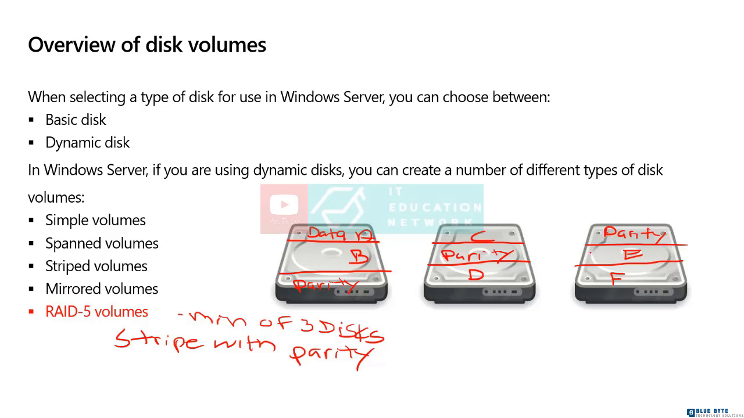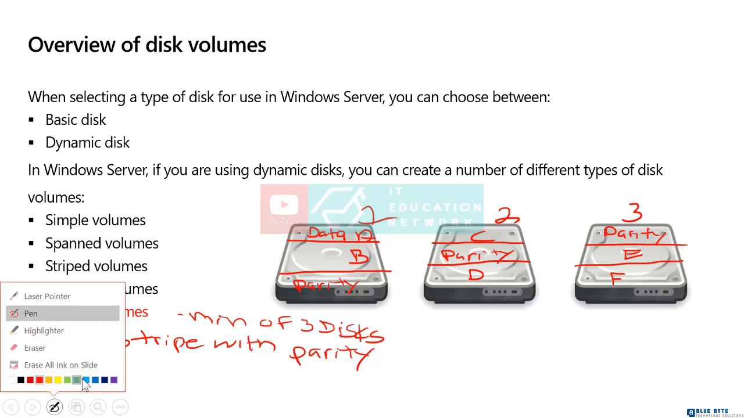But the way parity works, when you have data that you save, it gets striped across all 3 of these disks. So some of your data is written to disk 1, some to disk 2, some to disk 3. This parity information is actually heavily compressed data that was stored on other drives.